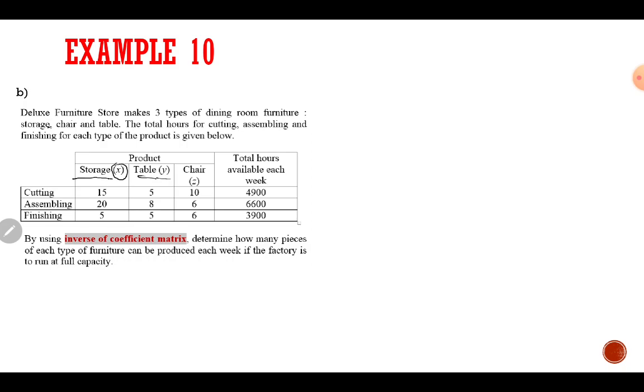Untuk cutting, storage dia boleh buat 15X. Okay, 15X. Tambah dengan untuk table, dia boleh buat 5Y. Okay, and then chair is 10Z. Equals to total hours available each week. Masa yang boleh diperuntukkan adalah 4,900.